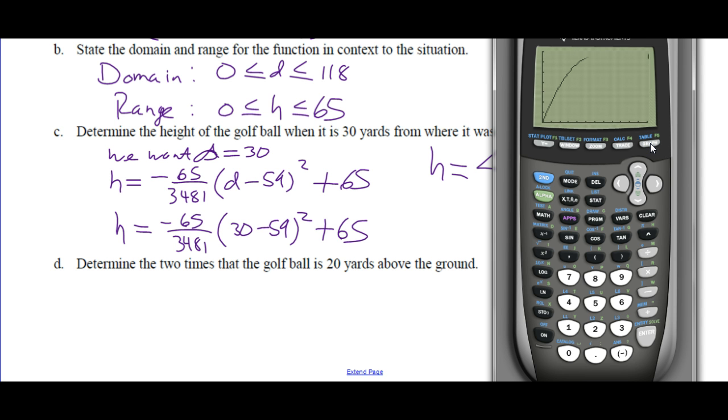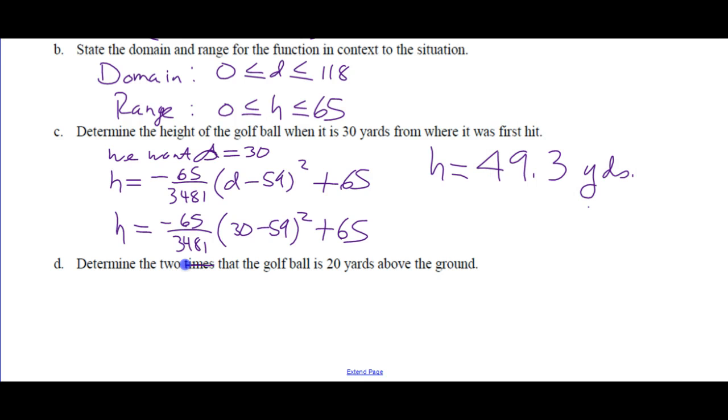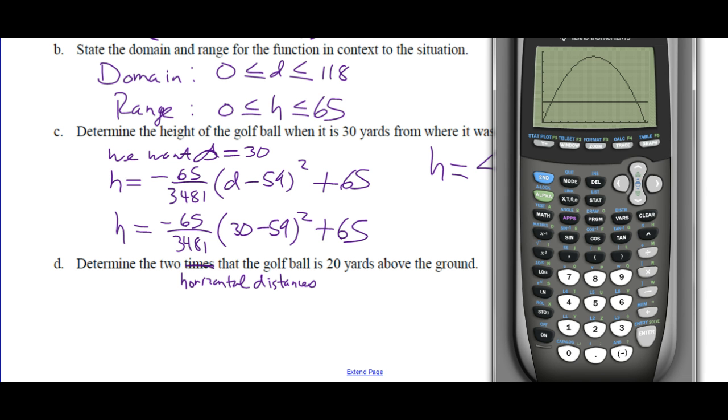Okay, that's what it is. And then y2 is 20, right? So we're going to draw this. So there are 2 times. These are not times, they are distances. So determine the 2 horizontal distances. Somebody was confused when they wrote this question. What we're really determining is how far from the tee is the ball when it reaches a height of 20 yards on its way up, and then how far from the tee or the ground, how far from wherever it was shot is it when it's coming down and it reaches a height of 20 yards.